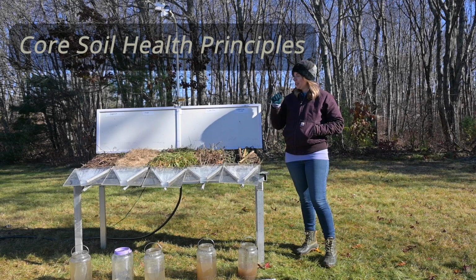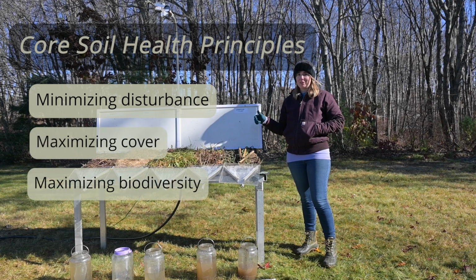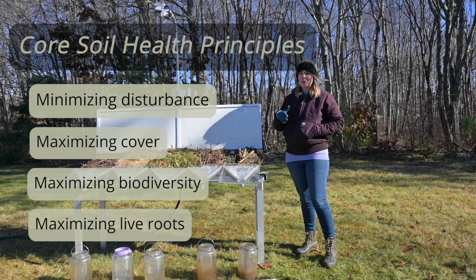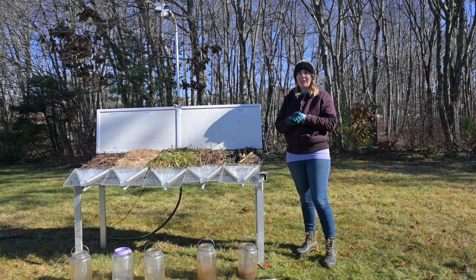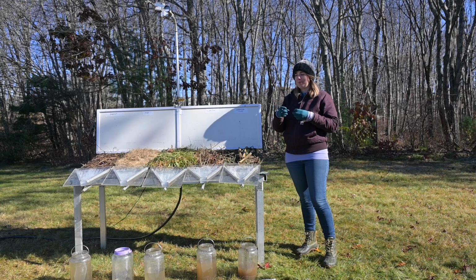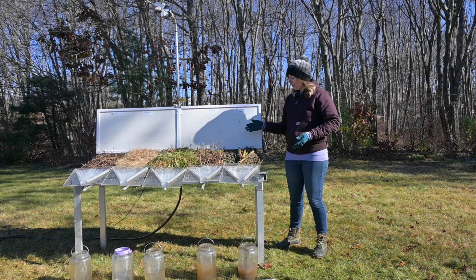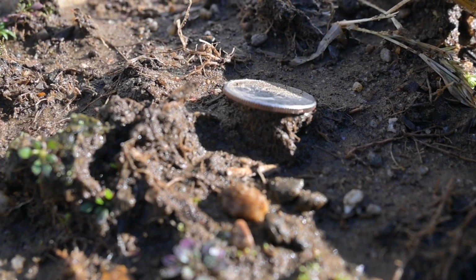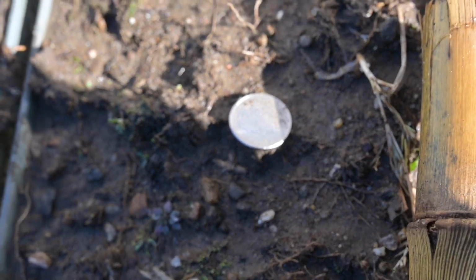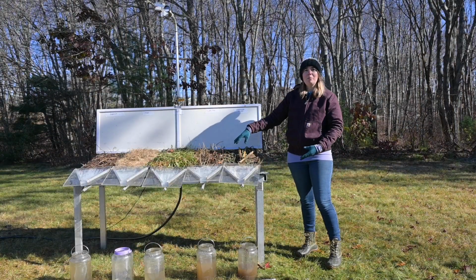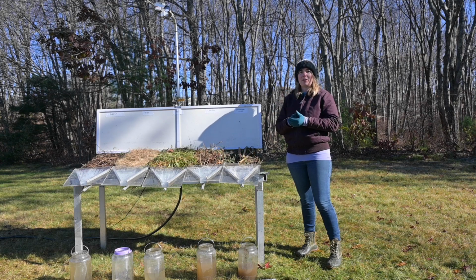So those are, I'm sure you've heard them: minimizing disturbance, maximizing cover, maximizing biodiversity, and maximizing live roots. So how did each of those principles translate into this? First, when we have cover, that helps to prevent that first part of erosion, which is the detachment. So coming back to the dime that we put on the top, you'll see the dime, which was originally flush with the top of the soil, is now almost on top of a little pedestal, because the soil that was hit by the water all around that dime was detached and moved away. So the importance of that cover is to keep that first detachment from happening.